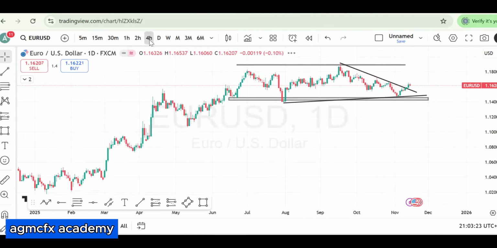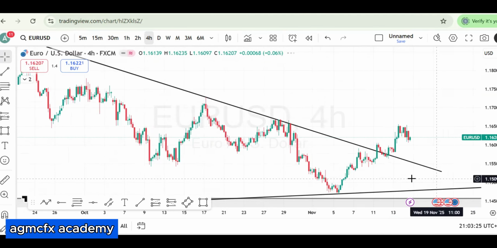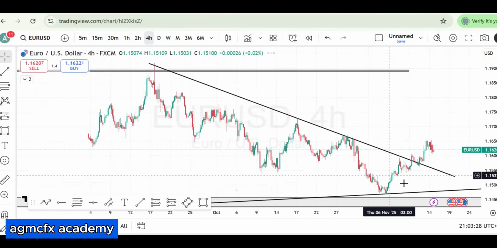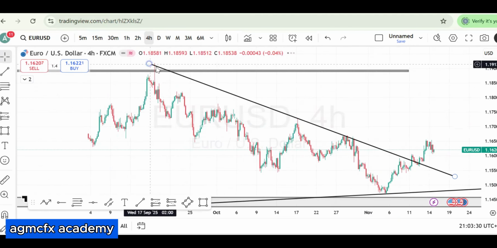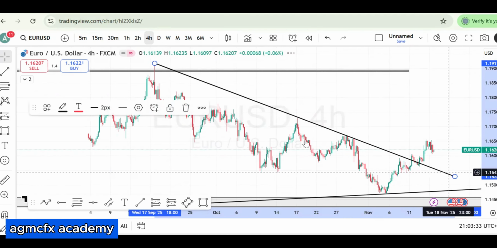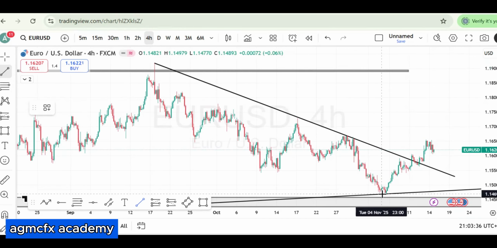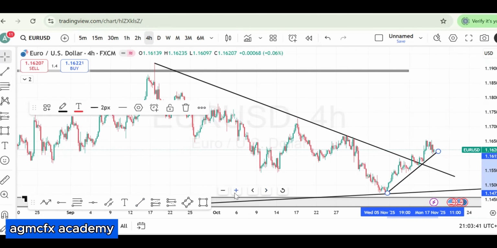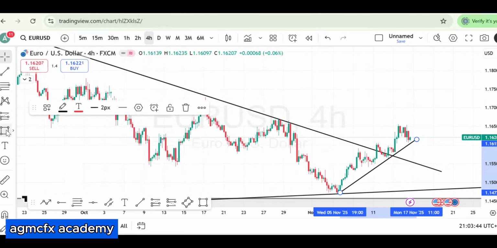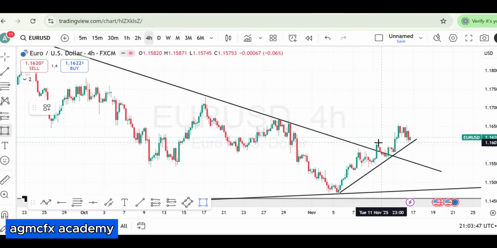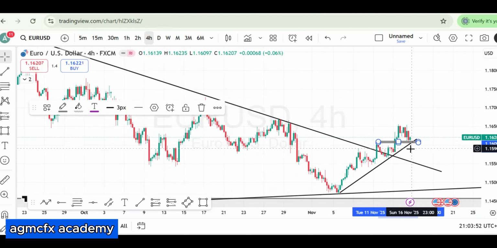So let's go to 4 hours and see some of the key levels where we're expecting the Euro. So this is the downtrend, and the market has broken the downtrend. And let's see another trend. This is the uptrend right now. And what the market is giving us is this: we have a support level. If this market breaks below the support level, we'll expect the market to come and retest this level.